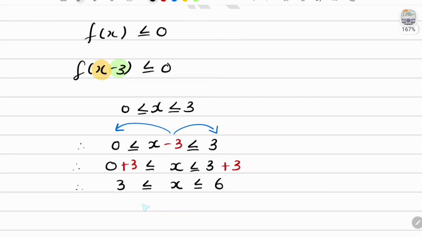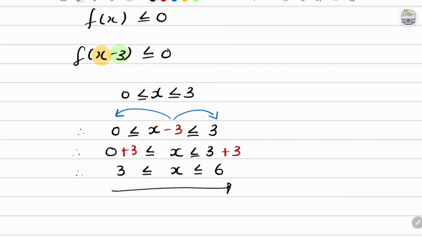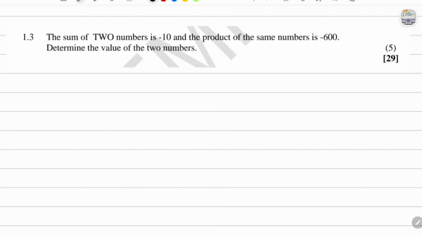And that will be our solution for that. Okay, so that is our answer. And we just have one more question for question 1, which is 1.3. So let's go ahead and solve that. Okay, so 1.3 says, the sum of two numbers is negative 10 and the product of the same numbers is negative 600. Determine the value of the two numbers.